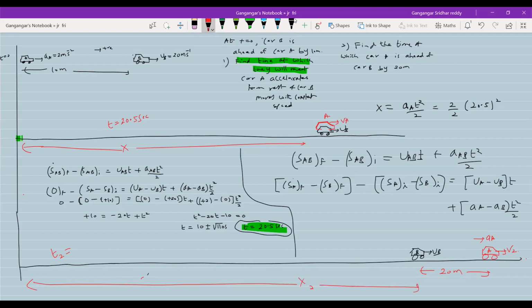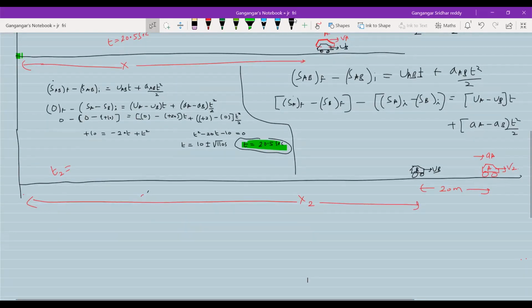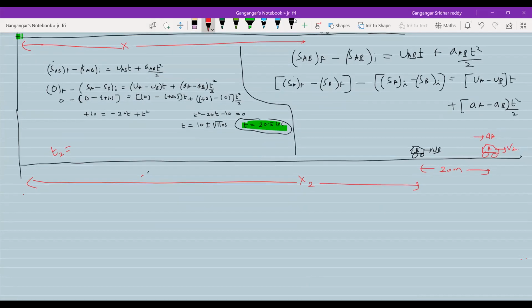Now, what is the position of car A? 20 minus 20 plus x2, no? You do write like this. And what is the position of car B? x2. So SAB is SA final minus SB final. What should that be equal to? Shall I write plus 20? In books they directly wrote it, and some students get confused: sir, how come plus 20 you're writing?